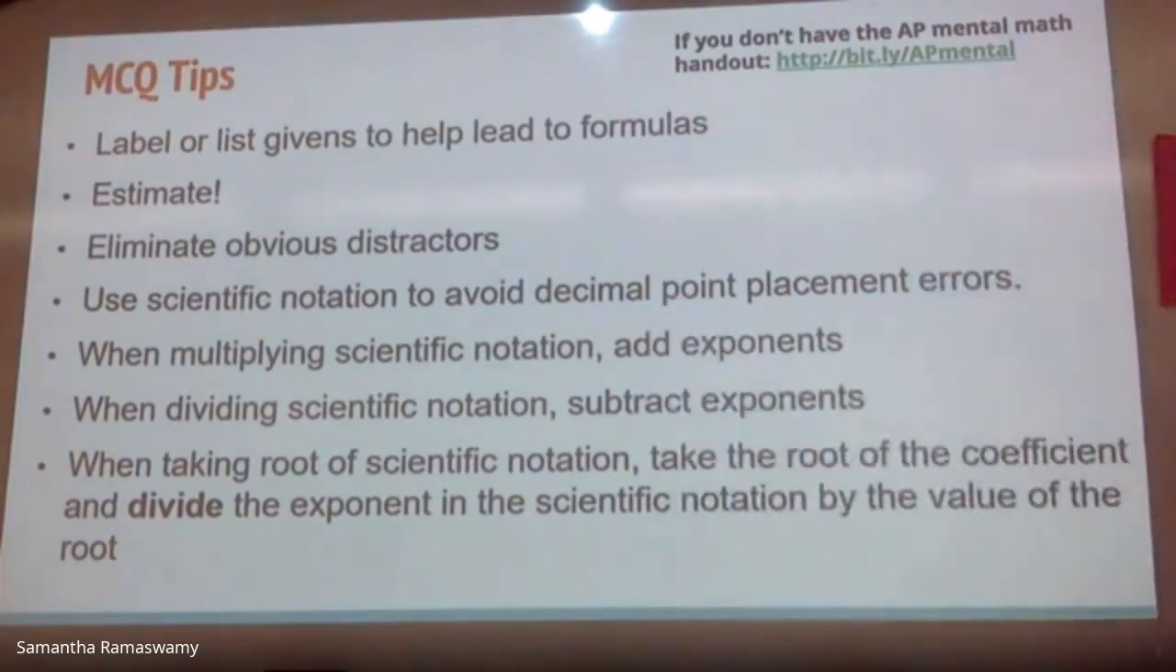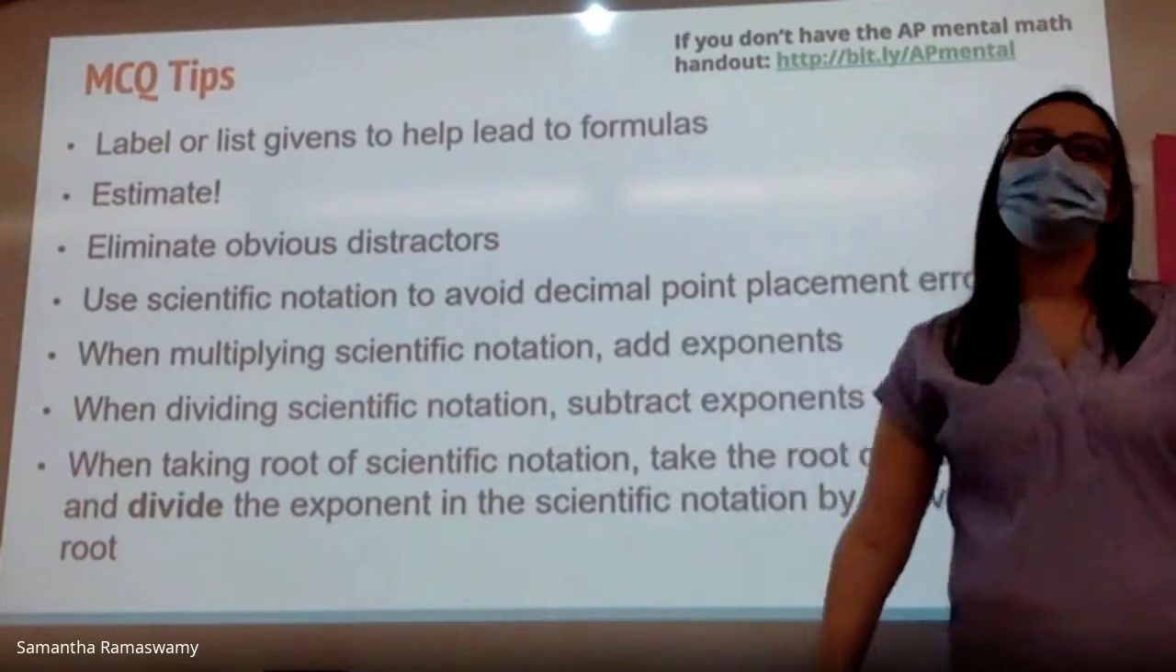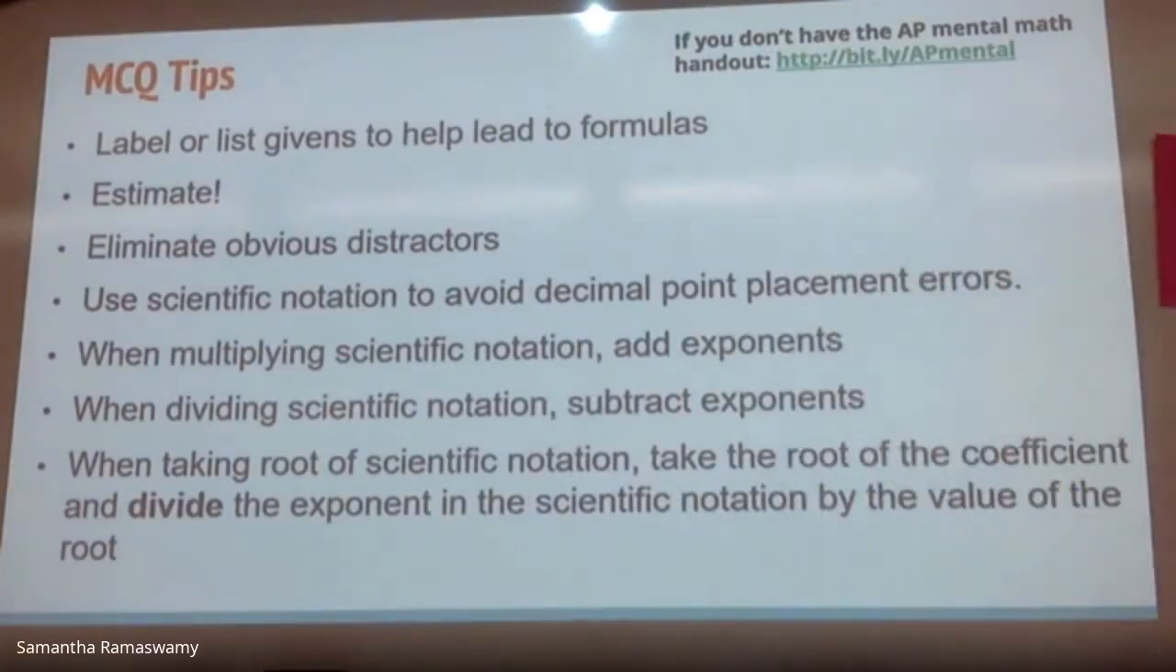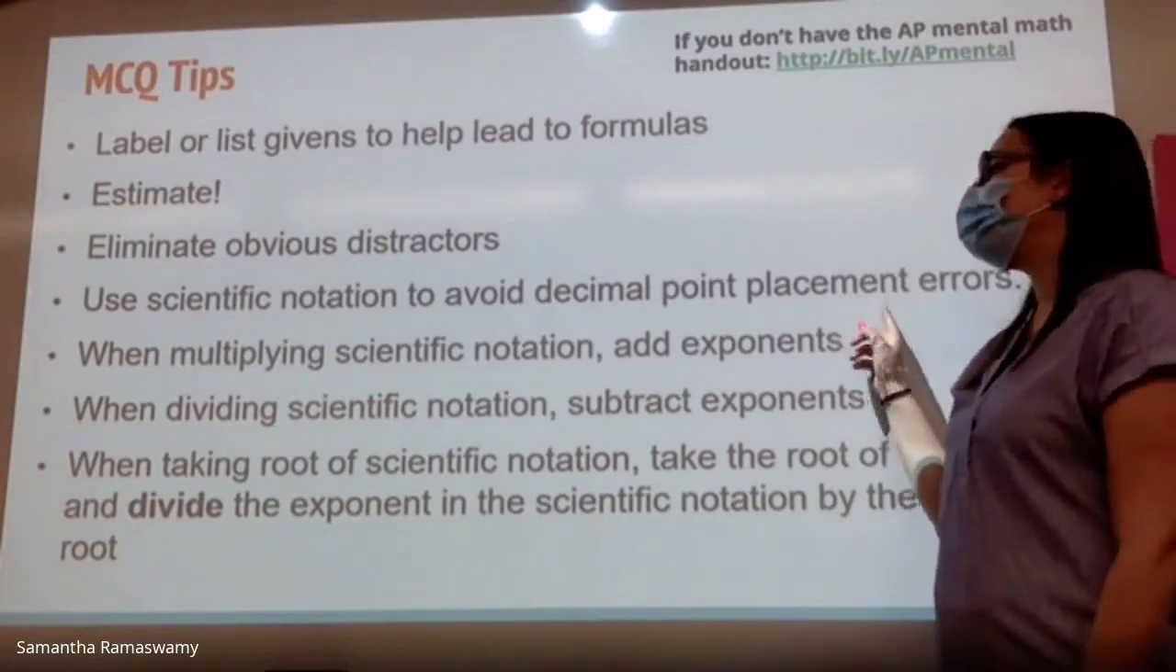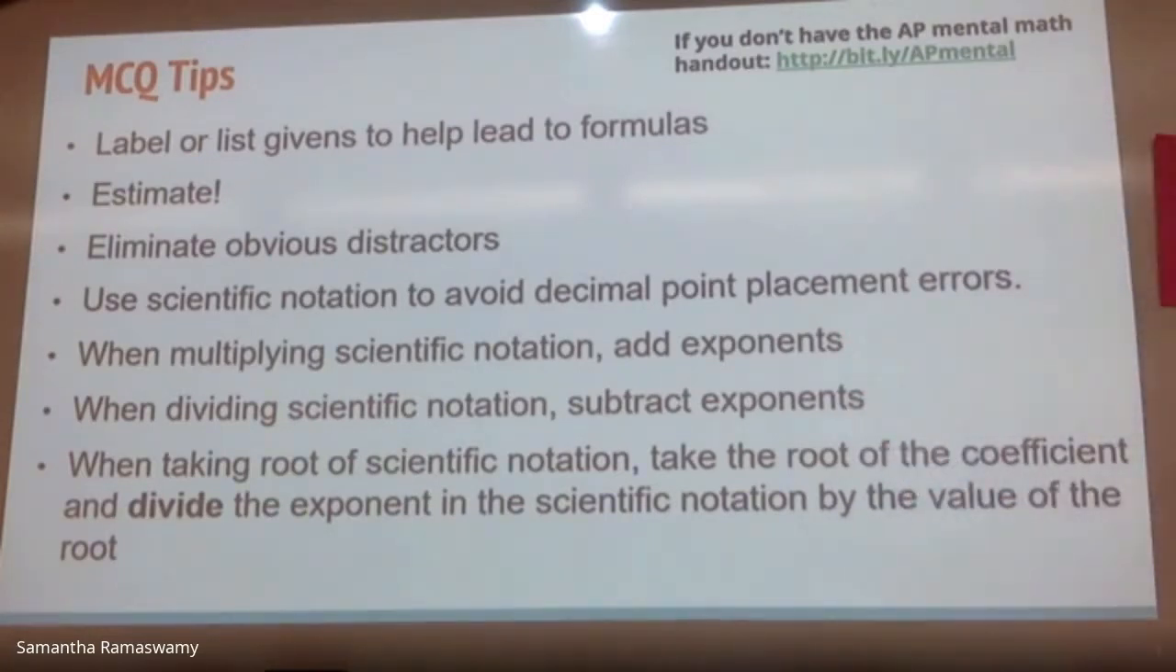This is a big one. If you have decimal values, use scientific notation. Put decimals into scientific notation to make the math a little bit easier to use. I handed out this AP mental math sheet a while ago, and I put the short link up here. But this shows how to do scientific notation. So you're multiplying, you're dividing, you're adding. It shows you how to use scientific notation, and that helps to avoid any kind of decimal point errors.